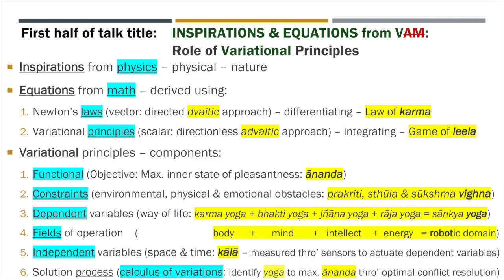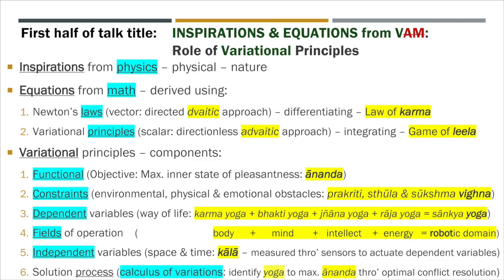So kala most people understand as just time, but very frequently in the Vedas it's used for space as well. So it unifies the set of independent variables, and it's measured through the sensors to actuate the dependent variables, which we just saw. Now coming to the solution process, as I said, it's mostly calculus of variations today, but we will soon see the history behind it.